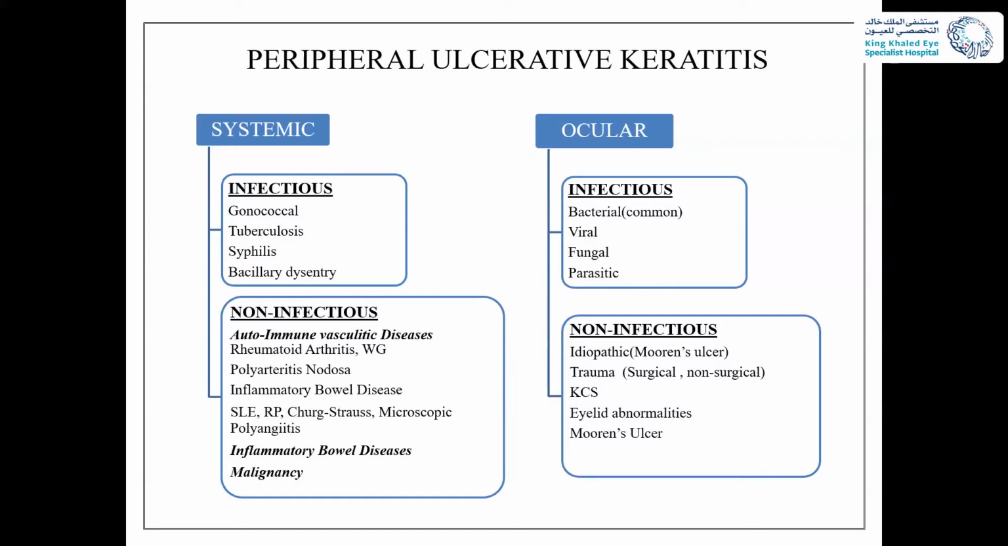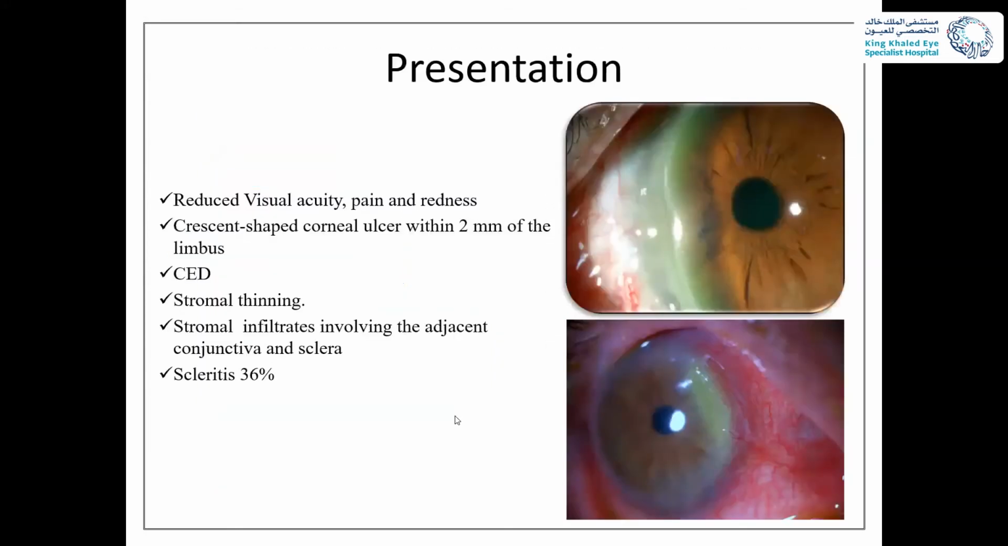Fungal infection and parasitic infection have been found to cause a PUK as well. The non-infectious ocular causes could be because of trauma, either surgical or non-surgical, keratoconjunctivitis sicca, eyelid abnormalities like blepharitis, entropion, ectropion, or it could be idiopathic like Mooren's ulcer. So Mooren's ulcer is the last of this list. Nobody should be labeled as Mooren's ulcer till we have a completely negative systemic and local workup.